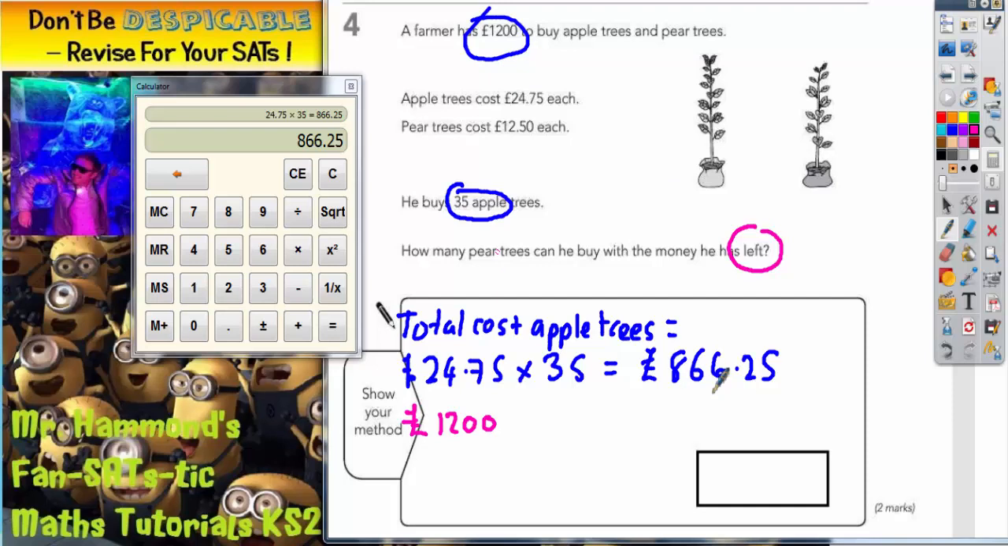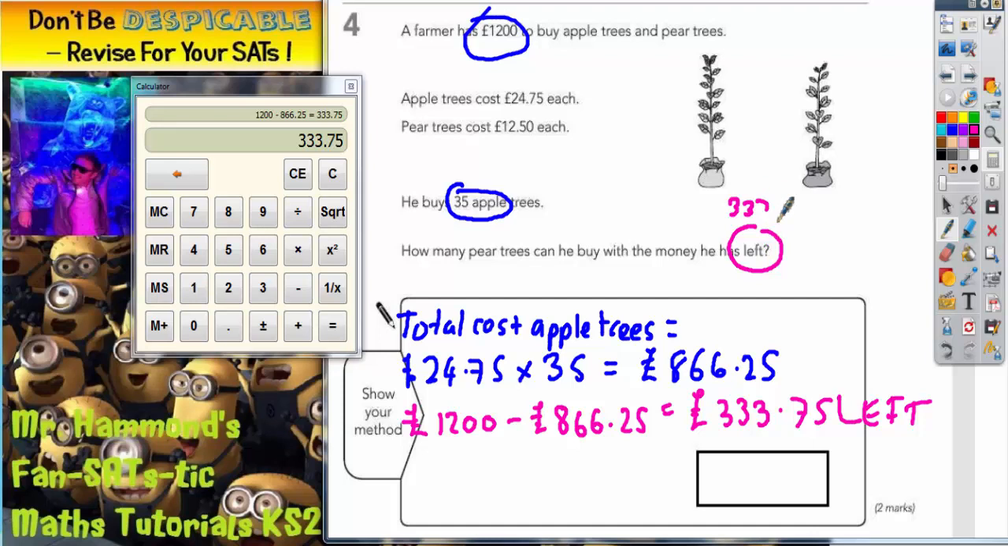and he's spending £866 on apple trees. So we need to subtract that amount from £1,200. So it's £1,200 subtract £866.25. So let's work that out. So he's got £333.75 left. Let's just put that amount here to make it more obvious which numbers we're using.